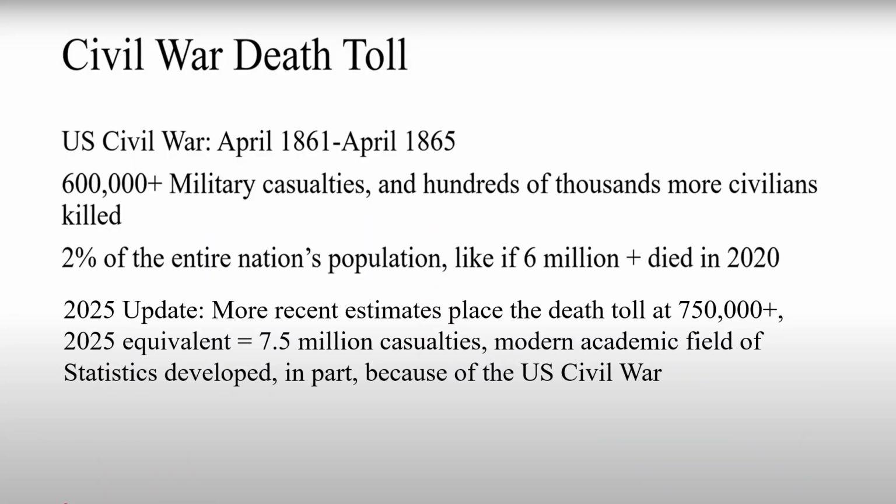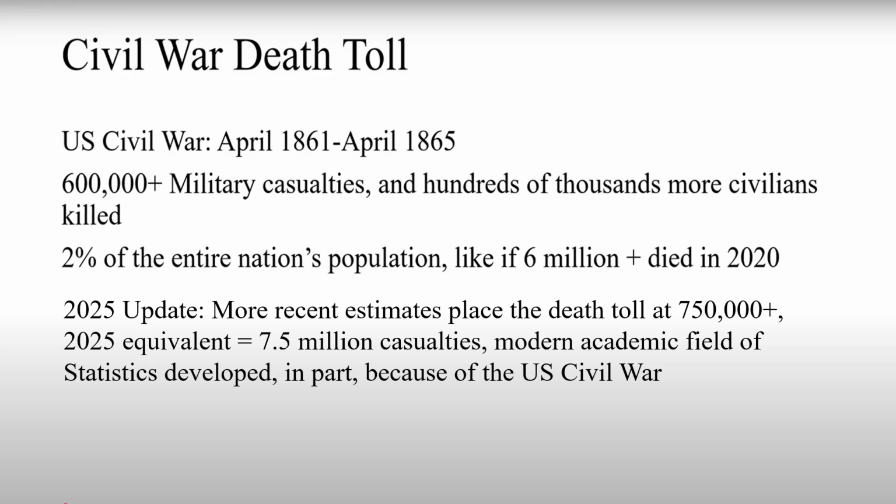Here are some statistics about the U.S. Civil War. Again, fought from April of 61 to April of 65. There were well over 600,000 military casualties, and if you add in civilian casualties, there were at least 750,000 deaths, as you can see. This is a really traumatic event in American history, hundreds of thousands of people dying.